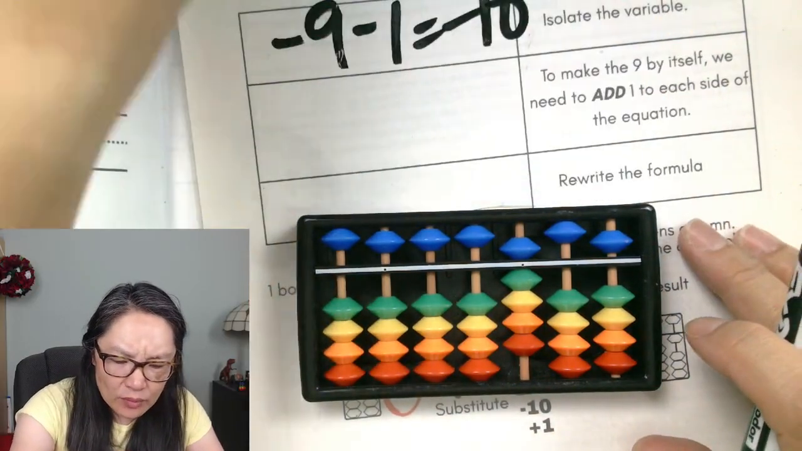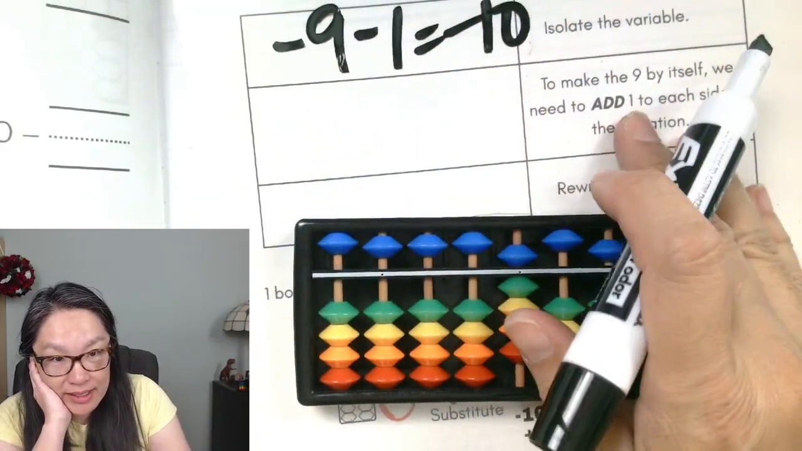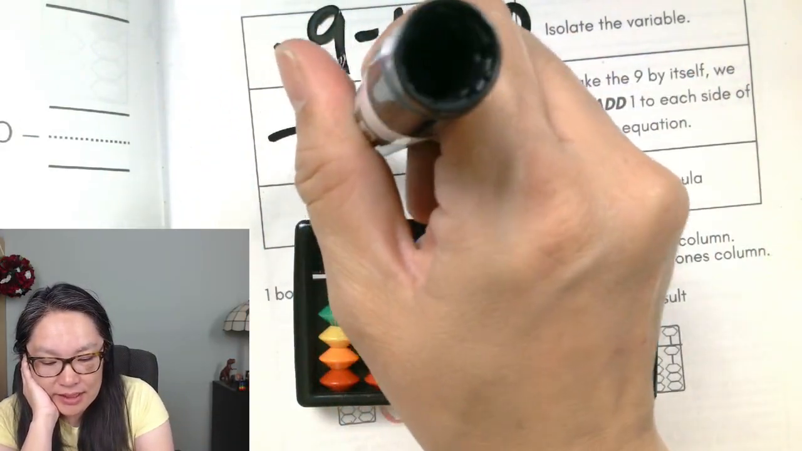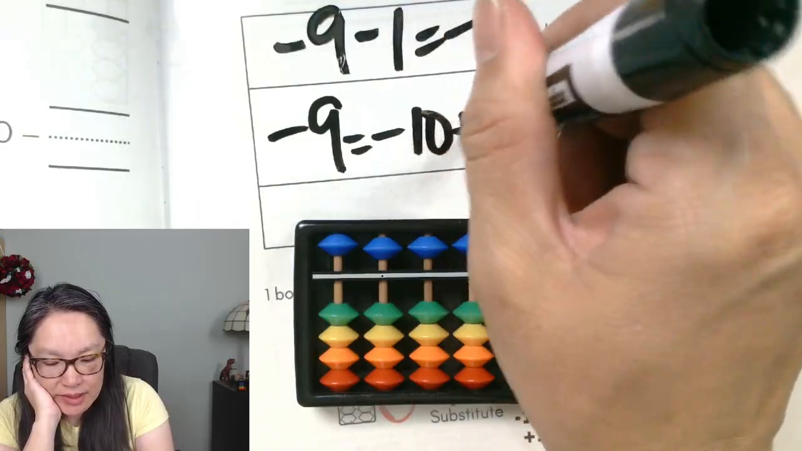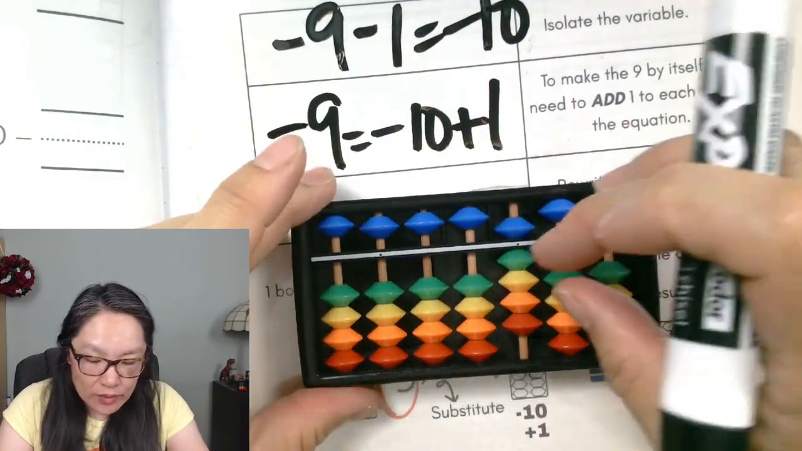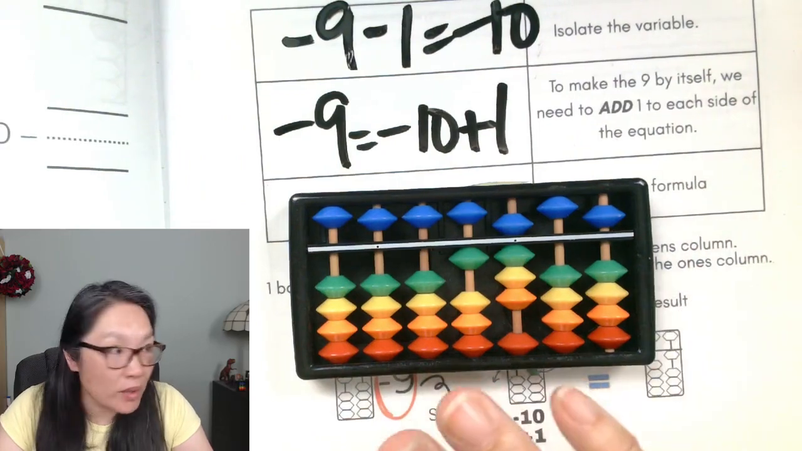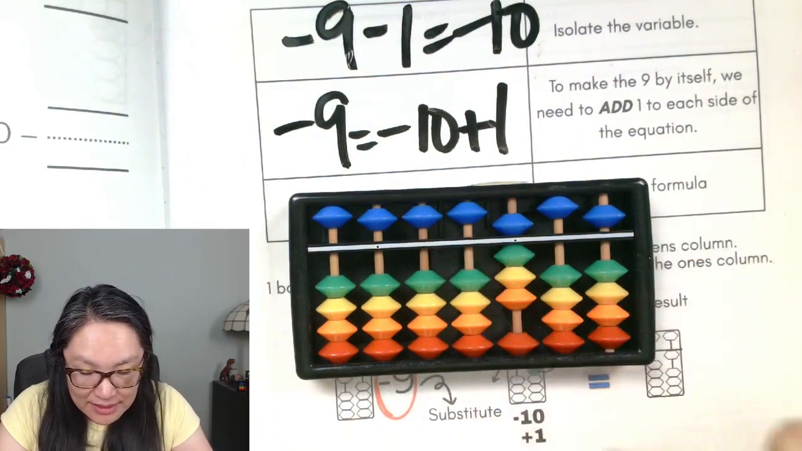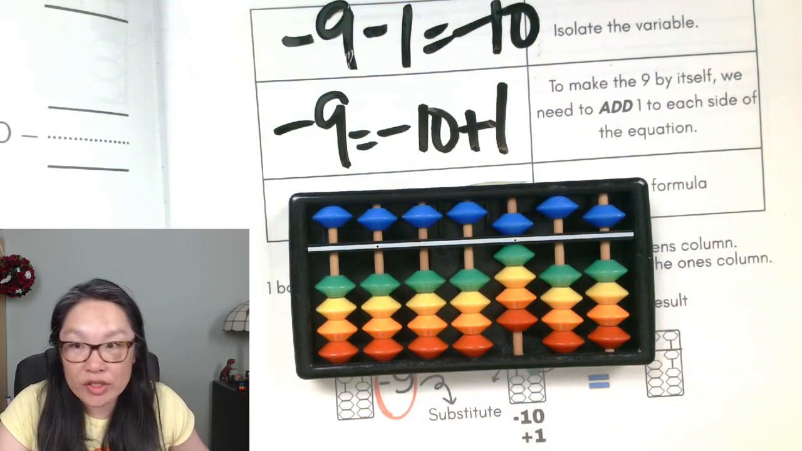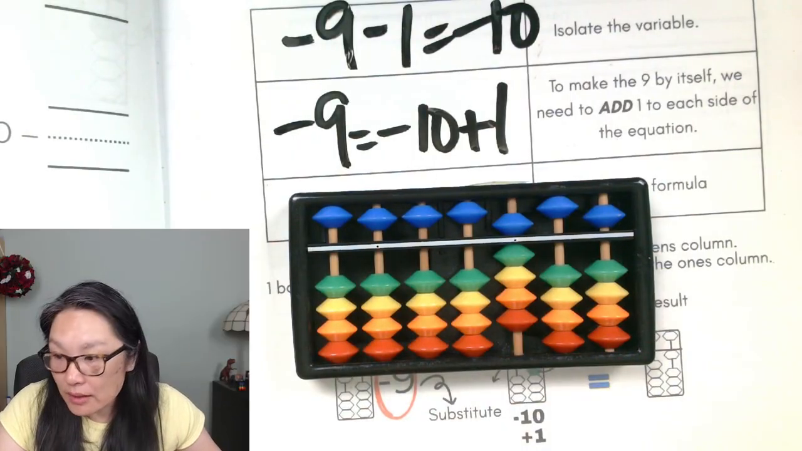Here we're doing minus 9. Minus the 9 is equal to minus the 10 plus the 1. When we look at it, we have 18, and we want to take away 9. When we take away the 9, it's minus the 10 and add the 1, which is 9.